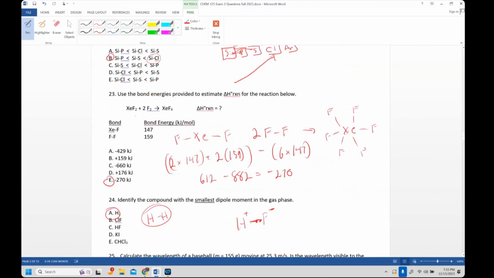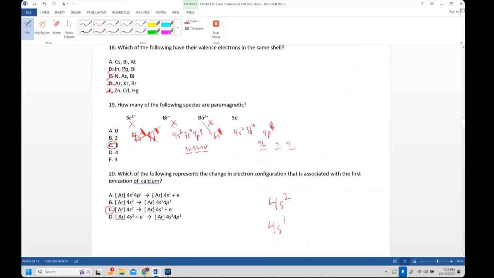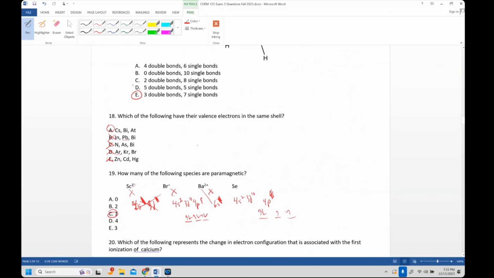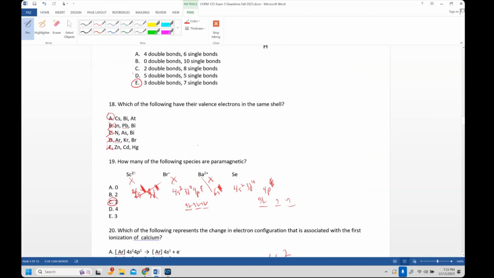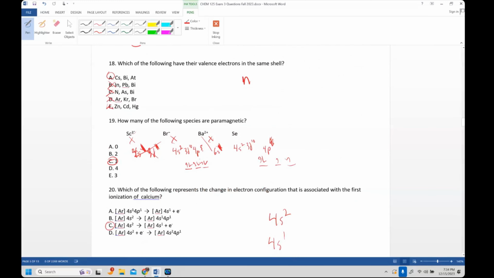I will answer questions now. Let's go back to, I think 18 was a big problem, so there's a lot of questions about it. Number 18: which of the following has their valence electrons in the same shell? What this means, same shell, is that the principal energy level n is the same.